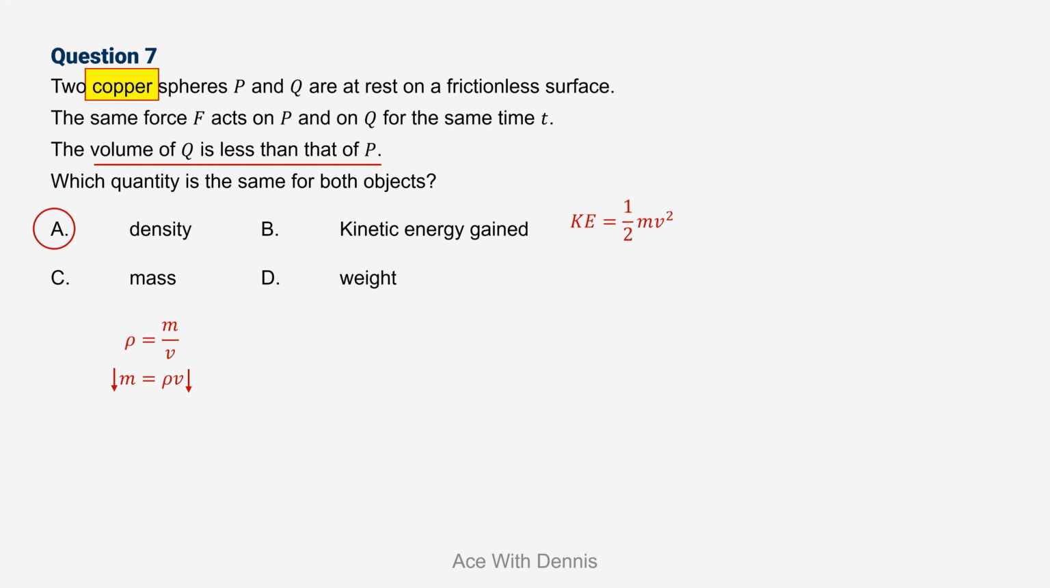For kinetic energy, the formula is KE equals half m v squared. Since there are different sizes, the mass and the volume will be different, therefore the kinetic energy will be different as well. For weight, we know that the formula is W equals mg. Since they have different sizes, the volumes are different, then the mass will be different, while g is constant, which is 10 meters per second squared, hence the weight will be different as well. Therefore, for this question, the answer is A, density.